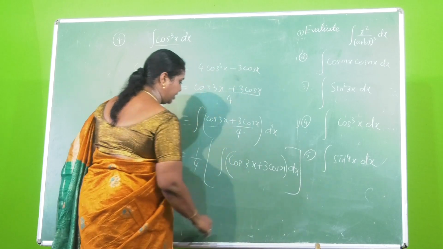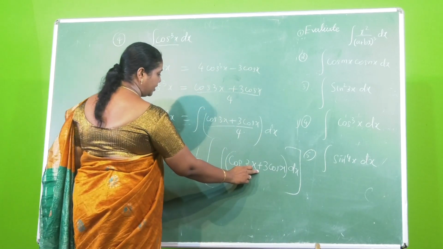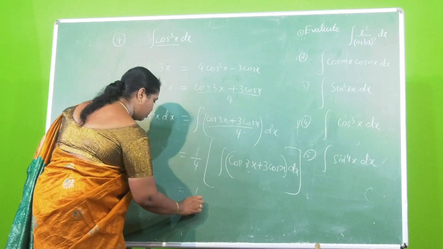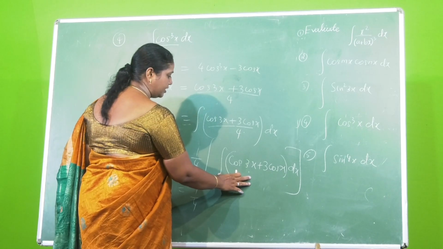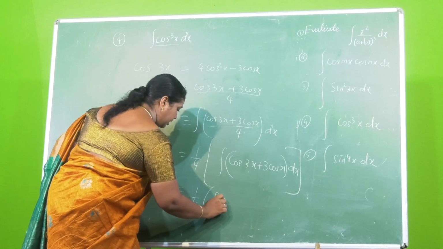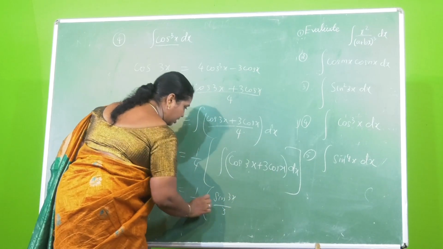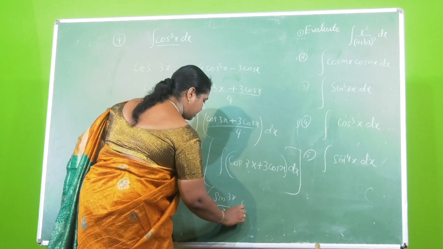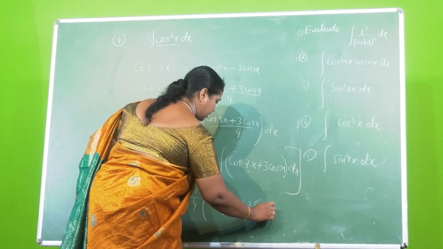So this is your integration, isn't it? Integral of cos 3x plus 3 cos x dx. So now tell me, what is the integral of cos 3x dx? It is sin 3x by 3. So what about 3 cos x? The integral of cos x is sin x.